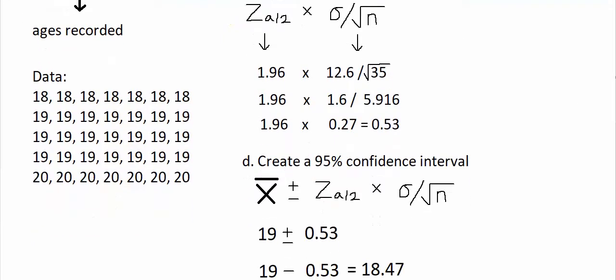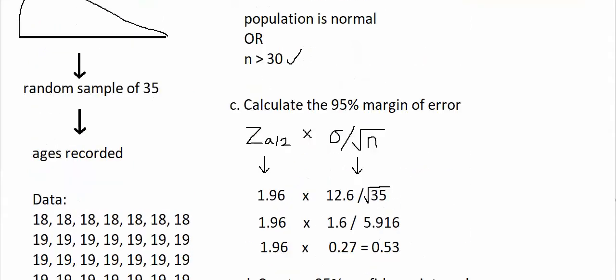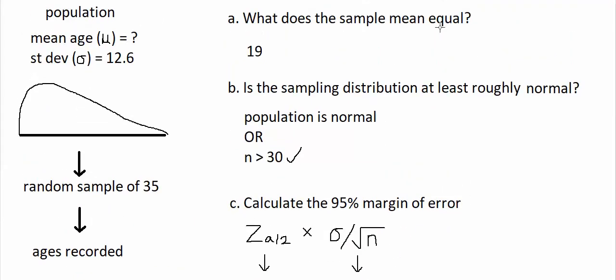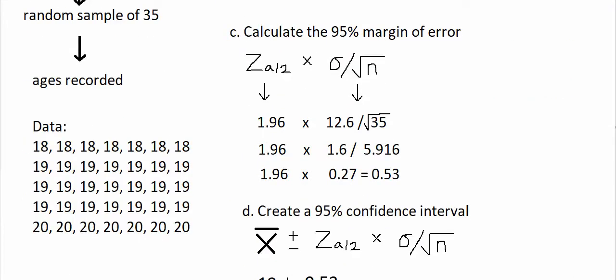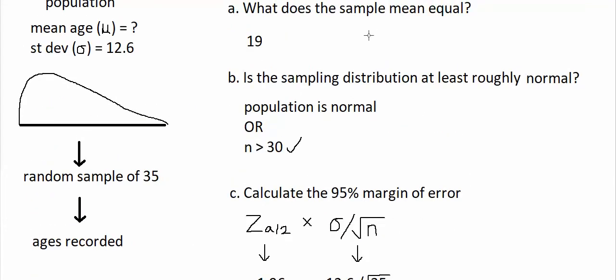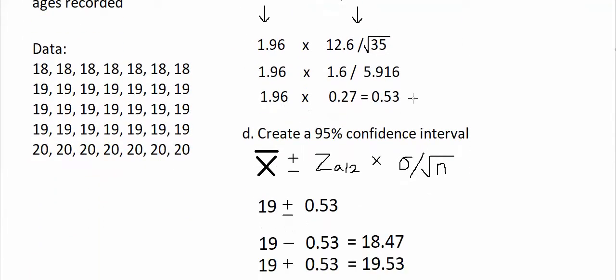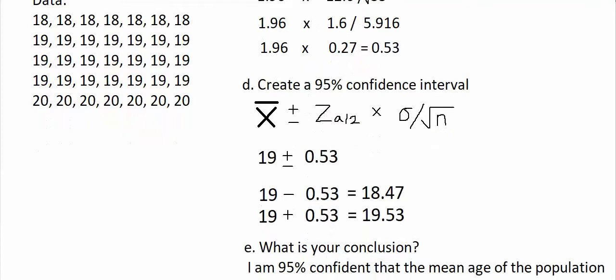Part D says create a 95% confidence interval. To get a 95% confidence interval, you take your sample statistic, which we calculated in Part A, and you add and subtract the 95% margin of error. So we're going to take our sample mean of 19 and add and subtract our 95% margin of error, which came out to 0.53. 19 minus 0.53 is 18.47. 19 plus 0.53 is 19.53. These two numbers are the endpoints of our confidence interval.